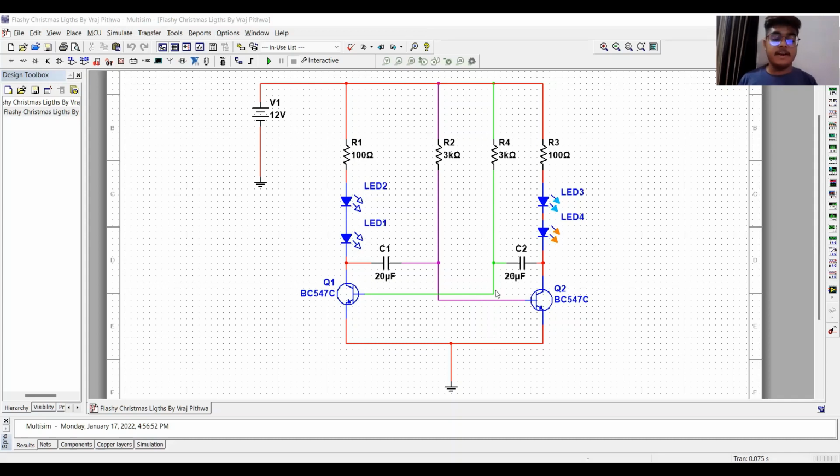And the capacitor has built up a charge of 11 volt, leading to a negative voltage at the base of the other transistor. This causes the transistor to stop conducting and become inactive again, and the LED turns off. So this was the process of the LEDs turning off and on. Now let us simulate in Multisim.